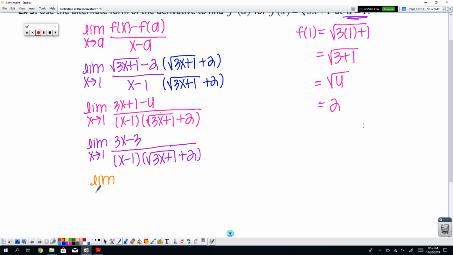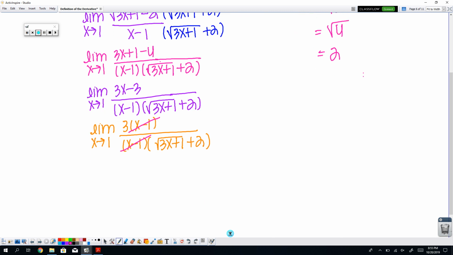So the limit as x approaches 1 of 3 times x minus 1 all over x minus 1, times the square root of 3x plus 1 plus 2. Okay, then I'm going to go through and I'm going to cancel these out. Wonderful. And then I'm going to end up with the limit as x approaches 1 of 3 over the square root of 3x plus 1 plus 2.